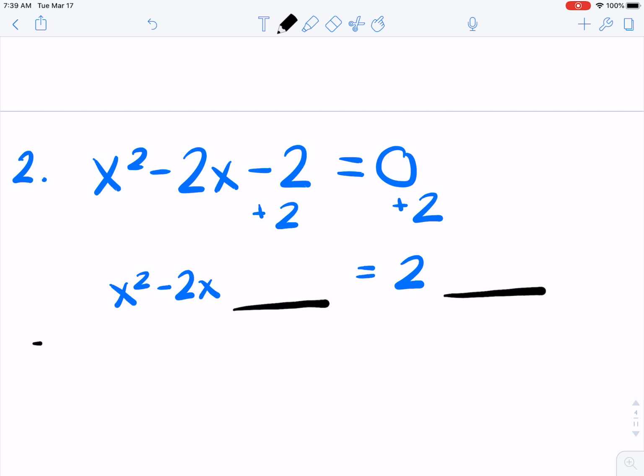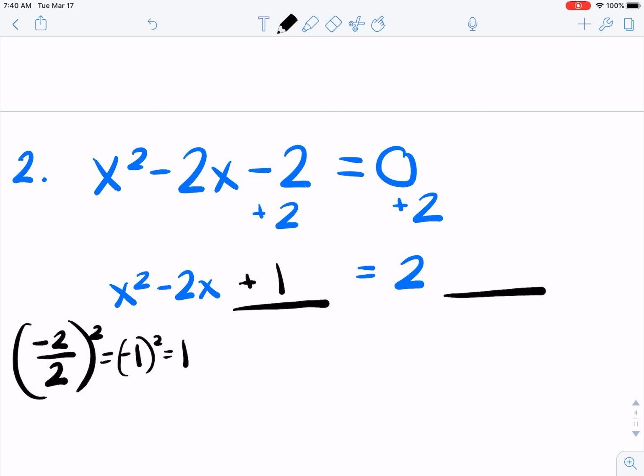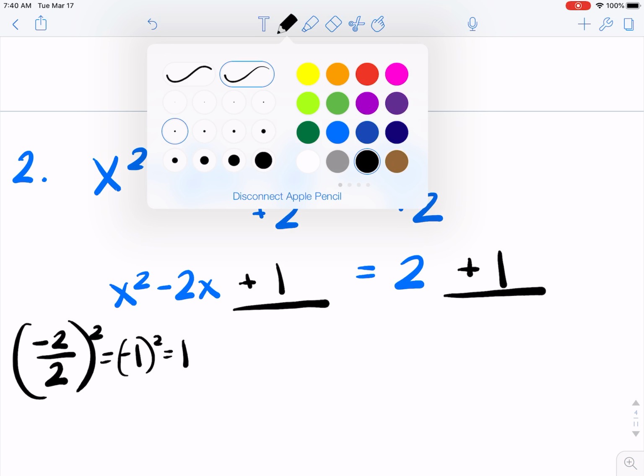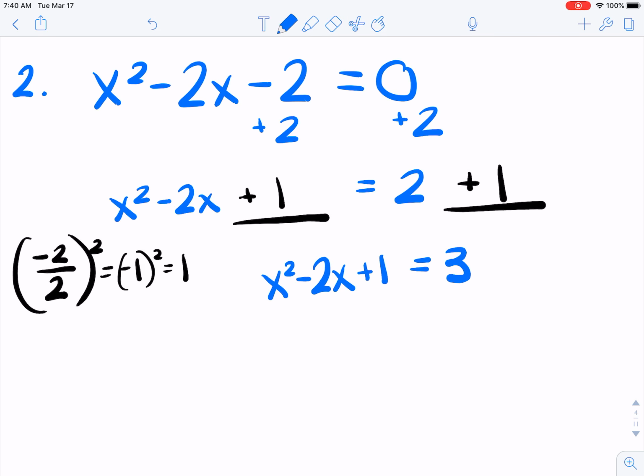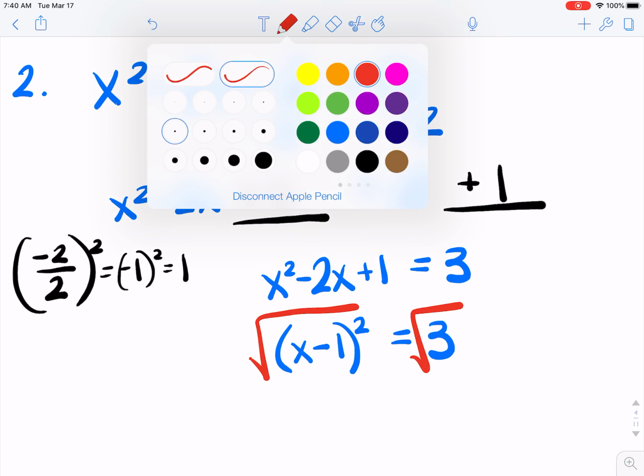And again, you take the middle term, divide by 2, and you square it. That's going to give me negative 1 squared, which gives me 1. So that means I'm going to add 1 on both sides of the equal sign. Now I have x squared minus 2x plus 1 equals 3. Now I want factored form because that was my goal. This one is going to be x minus 1 squared equals 3. Now I got to the point where I can use square roots, so I'm going to take the square root.